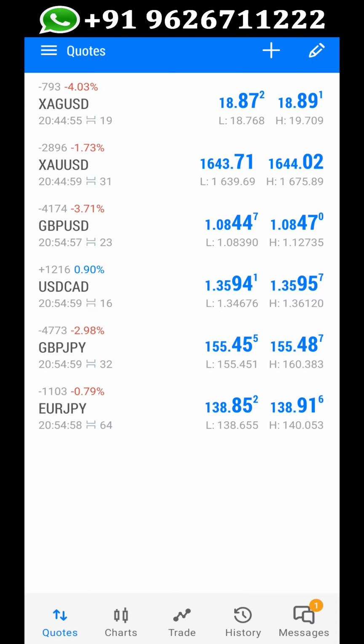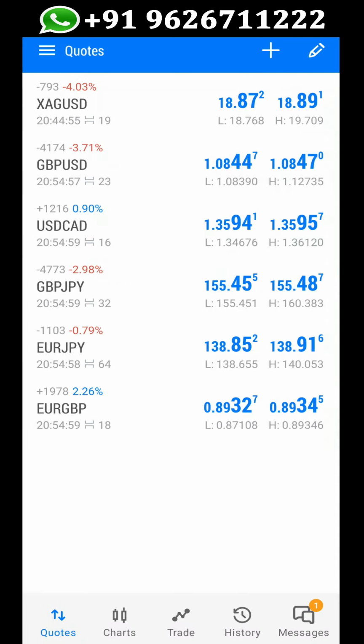So next, come to the video topic. The first thing, open your already installed MT5 application in your mobile. Now you can see the market quotes page. Here you can see some default trading pairs. Here maybe some unwanted pairs display, and some of your favorite trading pairs are not showing or missing.